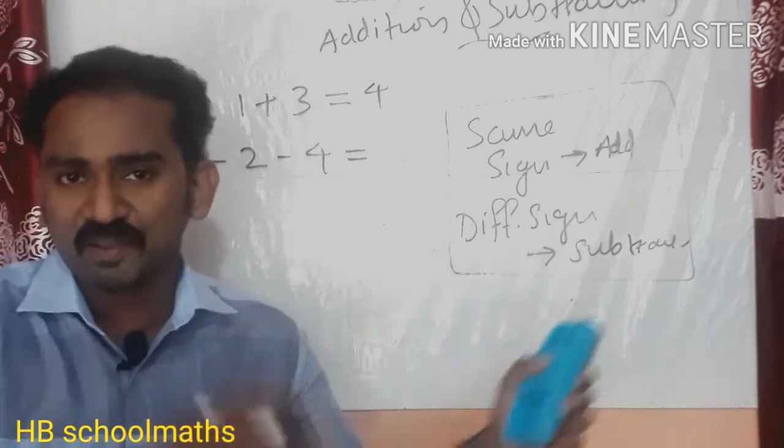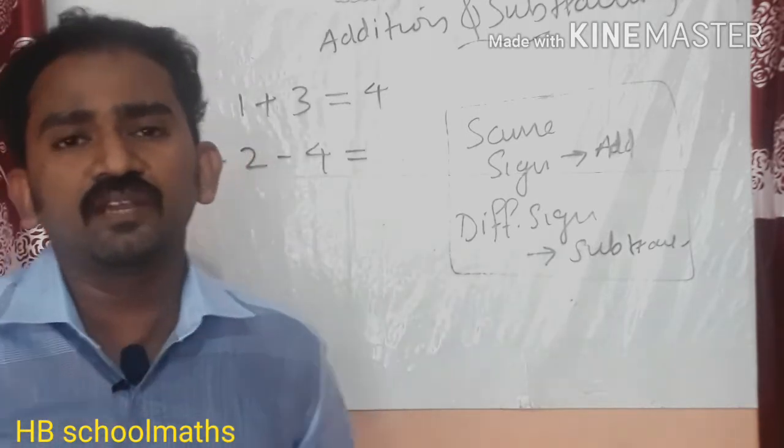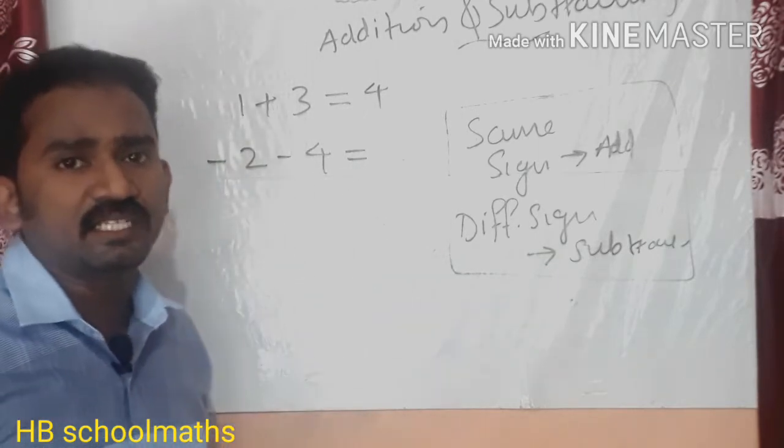Absolute value, as I told you in the previous class, means irrespective of the sign of an integer, the original value of the integer. That is the absolute value of an integer, without considering the sign.